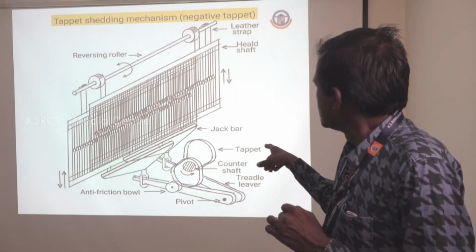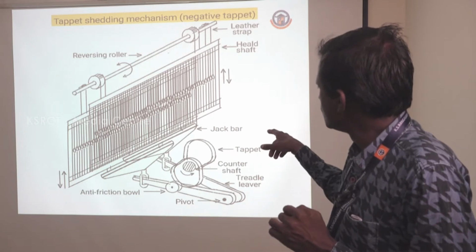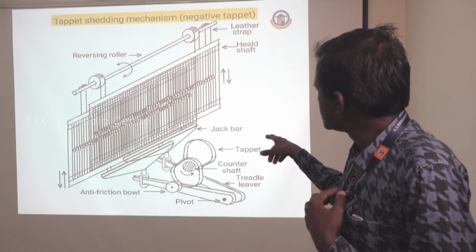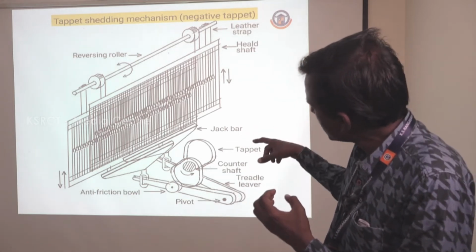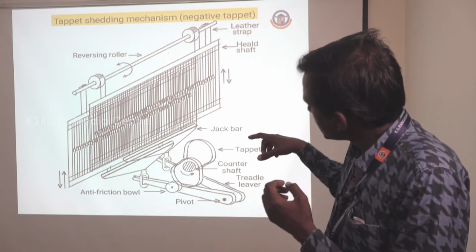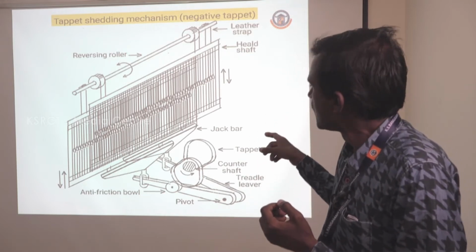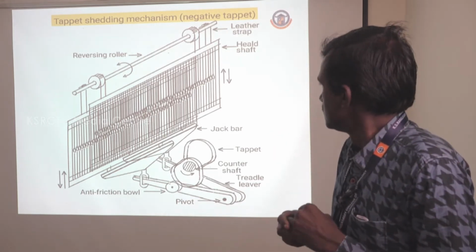Here we can see the treadle lever at the bottom and the anti-friction bowl, and we can see that the tappets are fixed opposite to each other. There will be two tappets fixed on the bottom shaft, rotated in opposite directions, and each tappet will control each treadle lever.